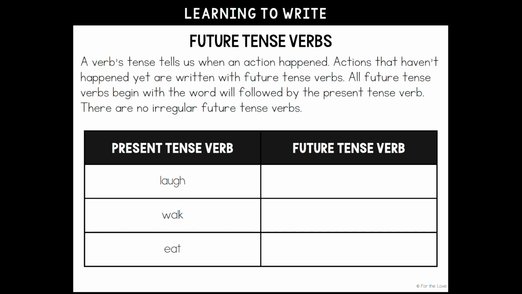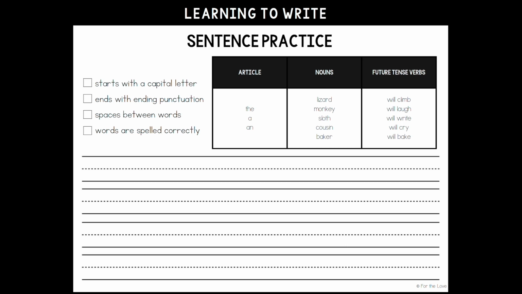So students are given the present tense verb. They add will to the beginning of it to make the future tense verb. And now we do our sentence practice. Students are given the mechanics checklist and the word bank, and they should write about four sentences. Of course, you can differentiate within your own classroom to determine how many sentences students need to write.